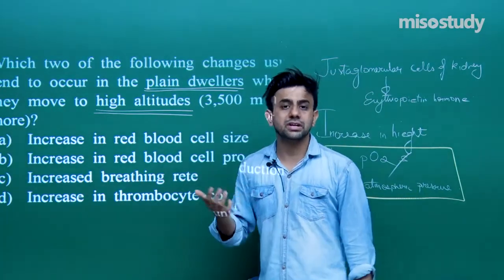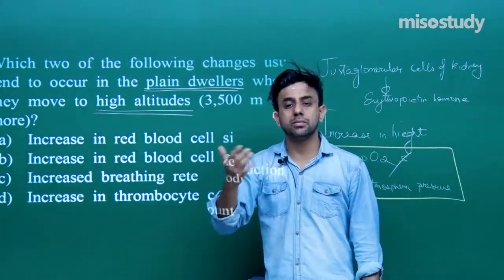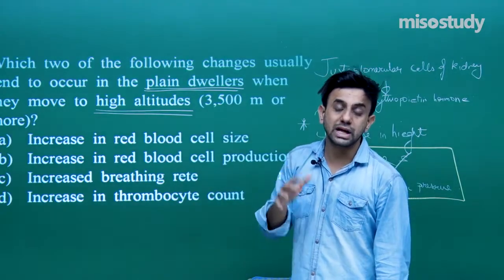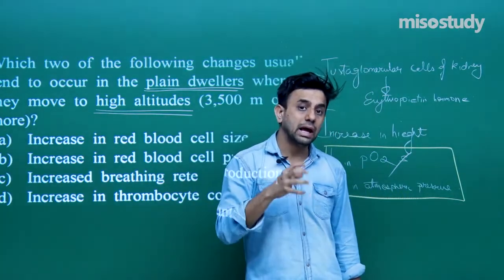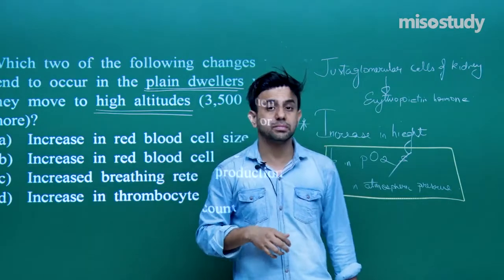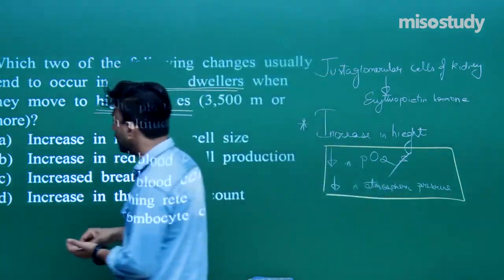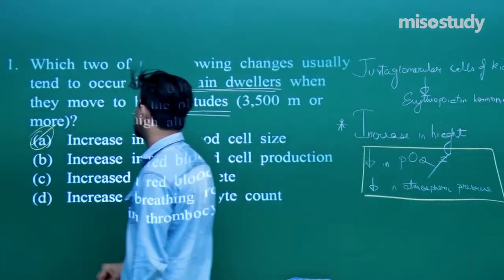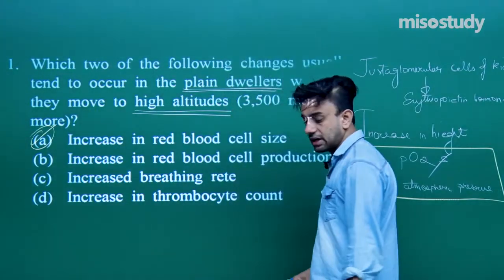Because of that increase in RBC size, what will happen? It will be able to take in more oxygen. That will help to counter this decrease in partial pressure of oxygen. So the correct answer would be the increase in the RBC size.